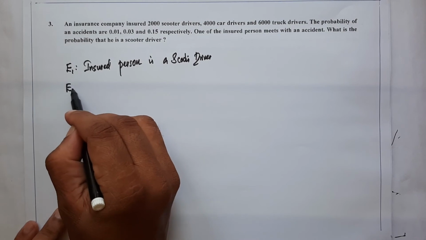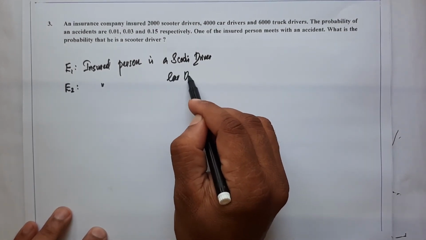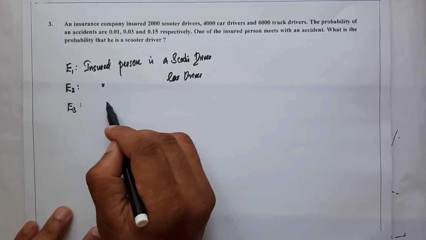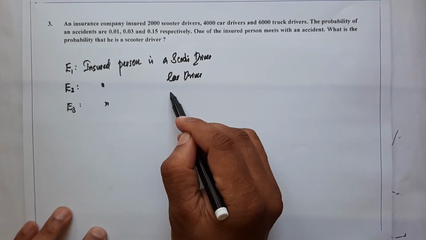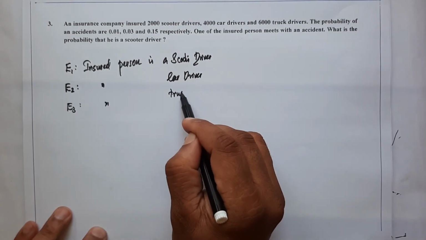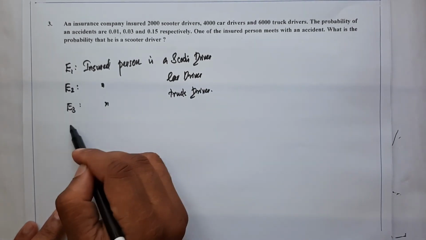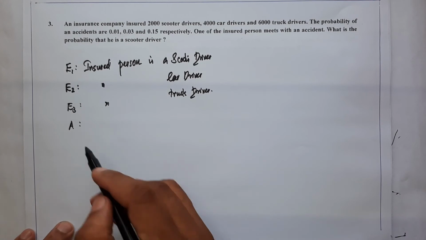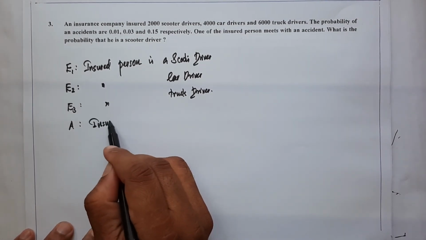And E2 denote the event that the insured person is a car driver. And the third event, E3, denote the event that the insured person is a truck driver. And A denote the event that the randomly selected insured person meets with an accident.